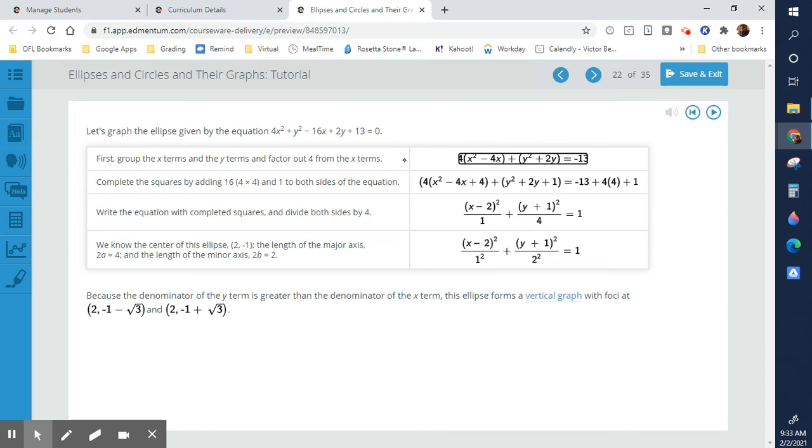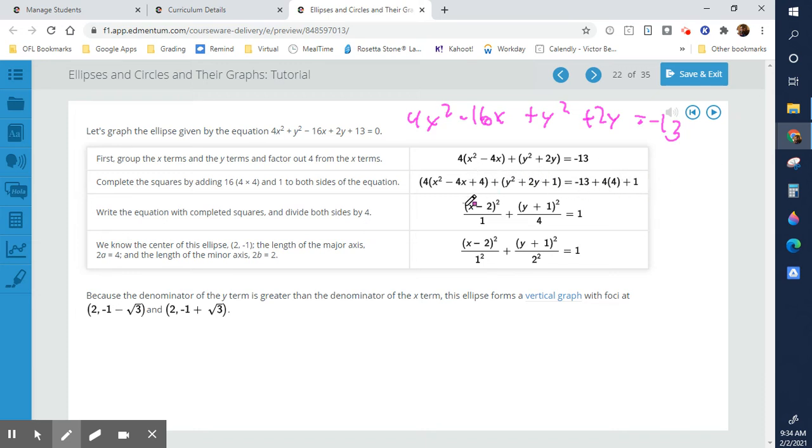Makes it a little confusing, but they basically skipped the step where it was 4x squared minus 16x plus y squared plus 2y equals negative 13. They skipped that, went straight to, oh, they're together and we're going to factor. From there, you're going to complete the square. So that's where we create this 4. Half of negative 4 squared is 4. Half of 2 is 1, squared is 1. So that's where we get this 4 times 4 because there's a 4 in the coefficient. This one doesn't have a coefficient, so you're just adding the 1.